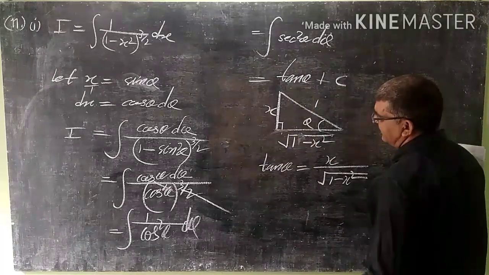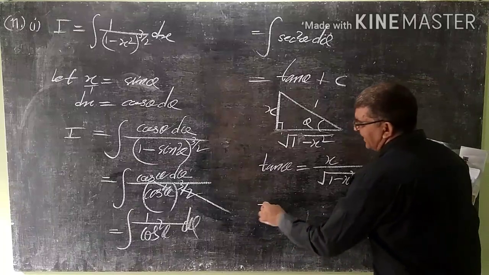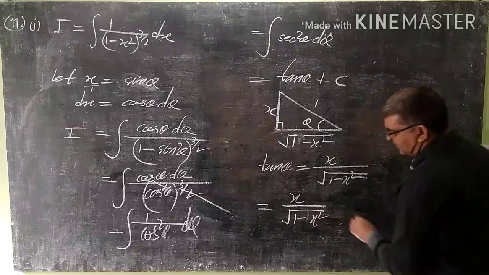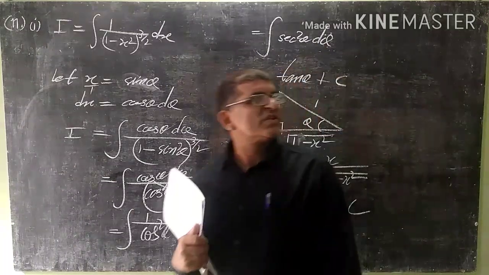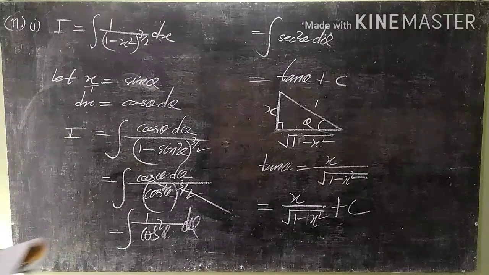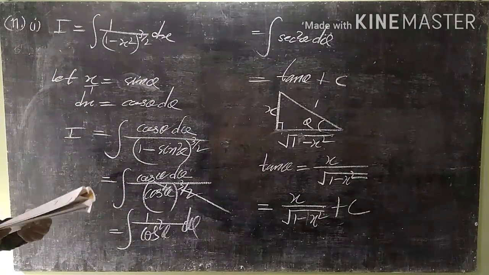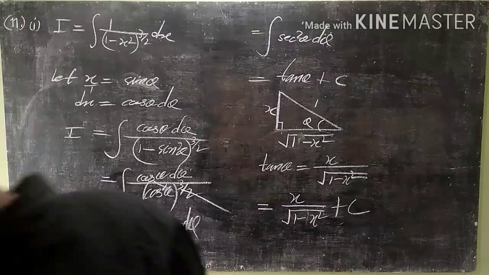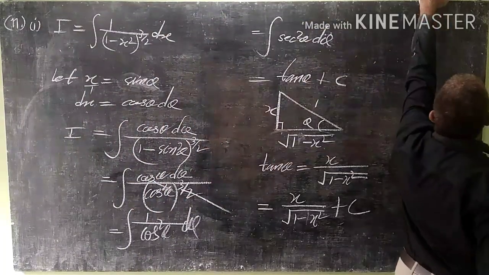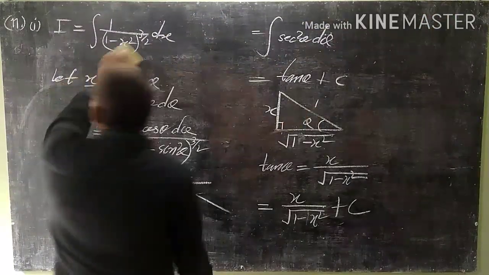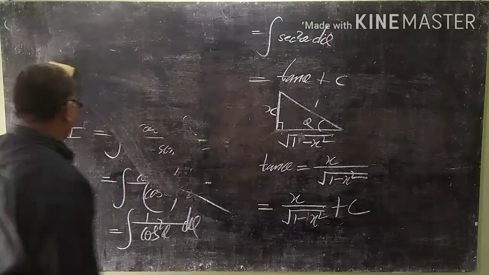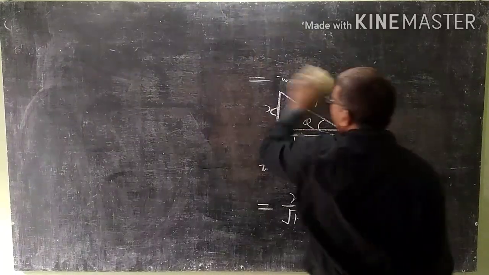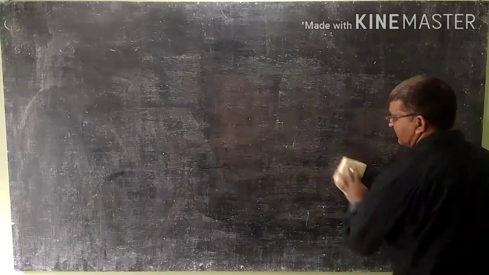Now we can put it here instead of tan theta. Then it will be x upon under root 1 minus x square plus c. This is the solution of your given question. Now, the second part of this question is also similar to the first part, and you can easily solve it without any problem if you try. But I am going to tell you, don't worry.